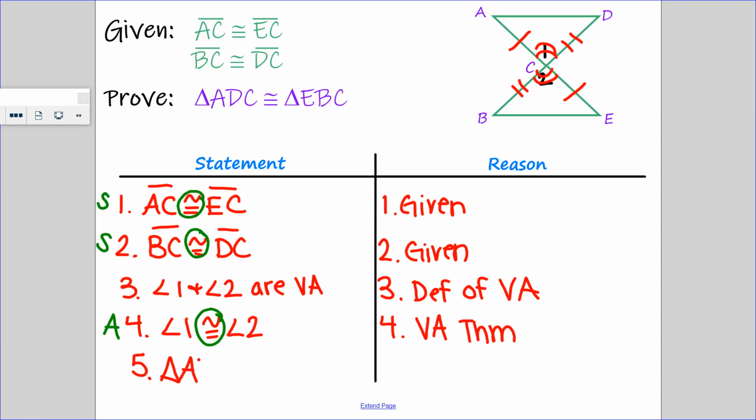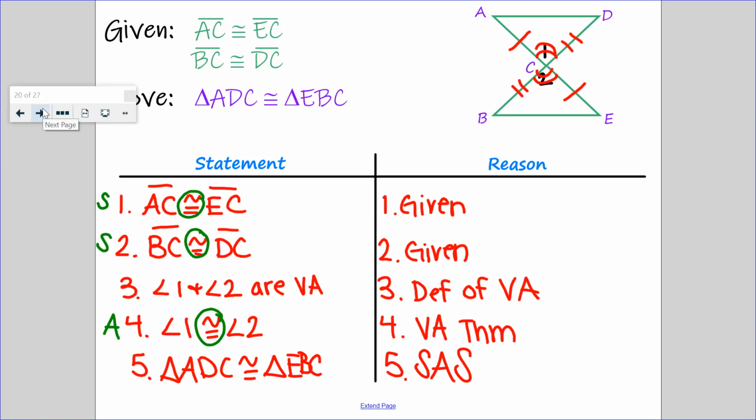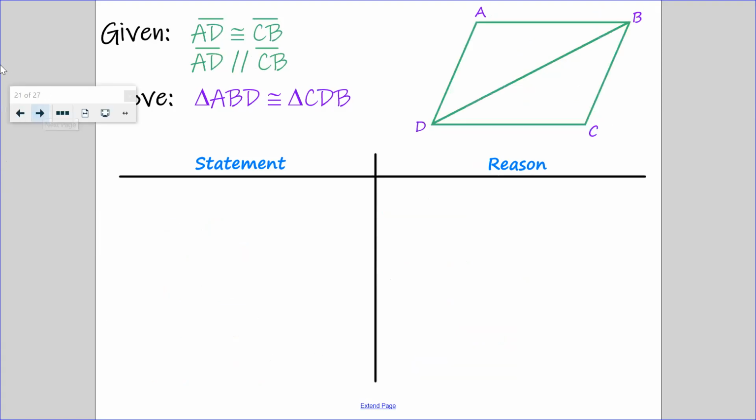Triangle ADC is congruent to triangle EBC. And that is going to be by side, angle, side. Done. Questions on our first proof? Okay, let's try another one then.